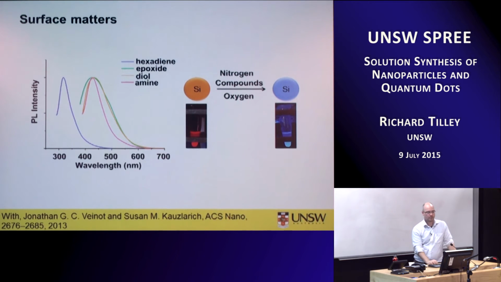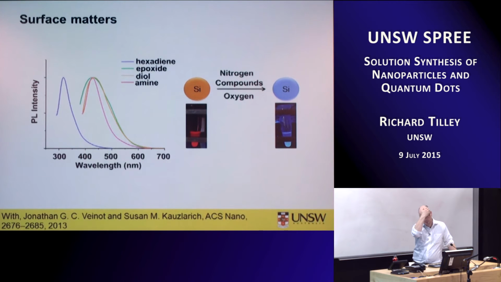So we did a nice study with John Vino and Susan Kaslerich. They're two of the other pioneers for the solution phase synthesis of silicon dots. John is in Alberta and Susan's at UC Davis. Essentially, John took all our dots made from the 3 different groups and tried to find out if the emission properties and the optical properties were the same.